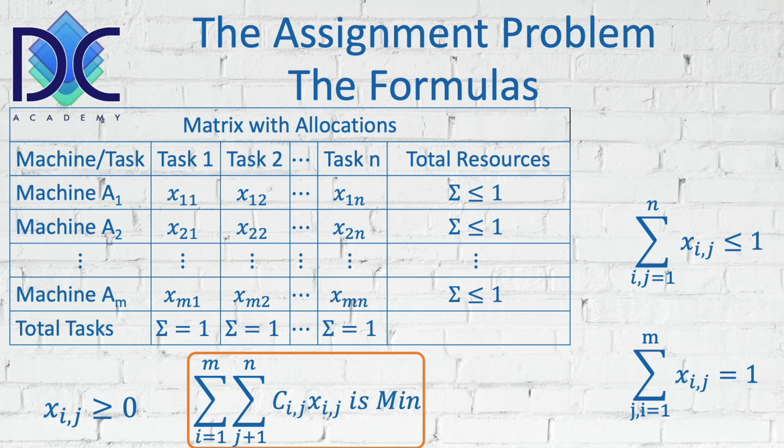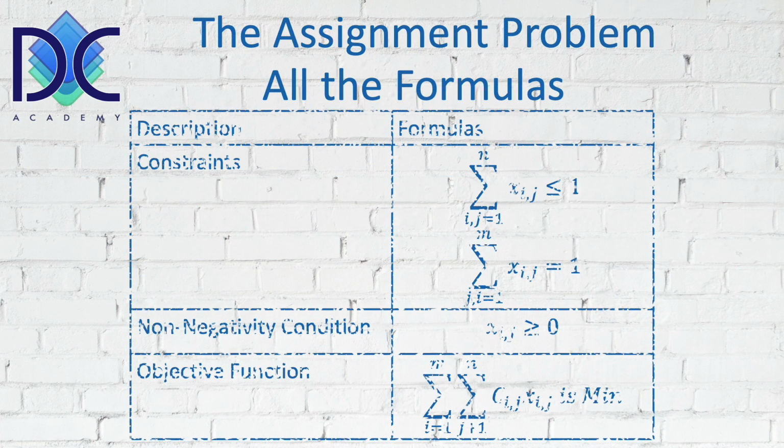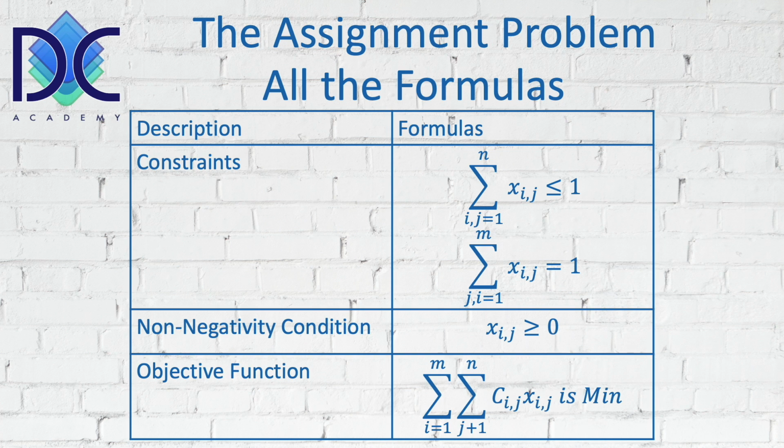Now, when we do an exercise, it will be a lot easier to see how we deal with this. But let's look first at all the formulas that we have here. We have the constraints for the rows and for the columns. We have the non-negativity condition, and at the bottom we have the objective function. And these are the elements that we have to find back in our solution when we are resolving this, for example, with Solver in Excel.